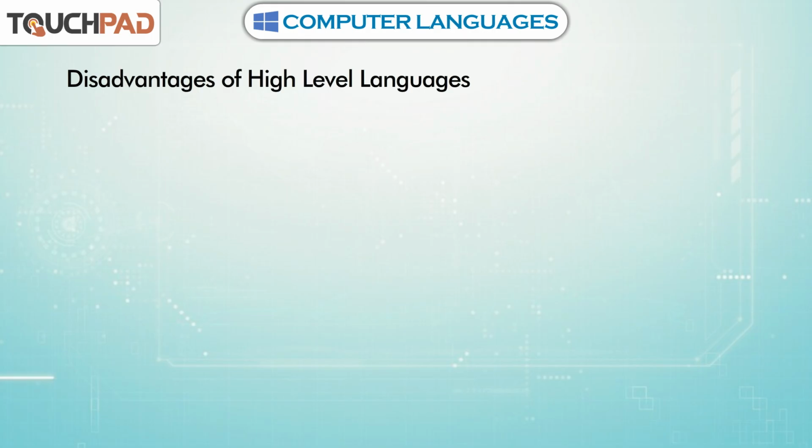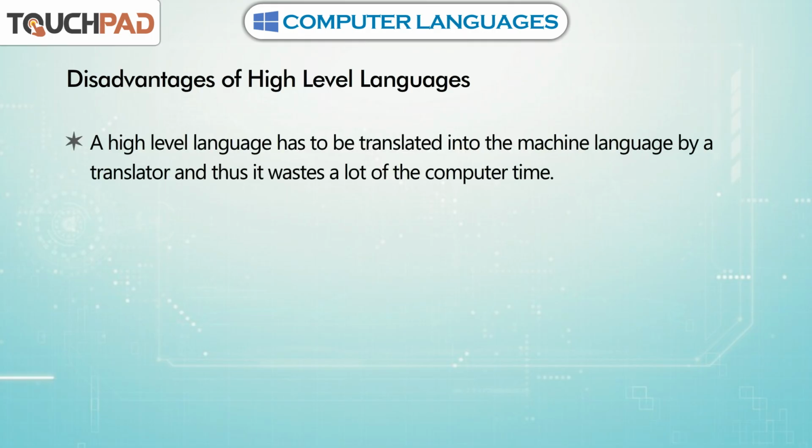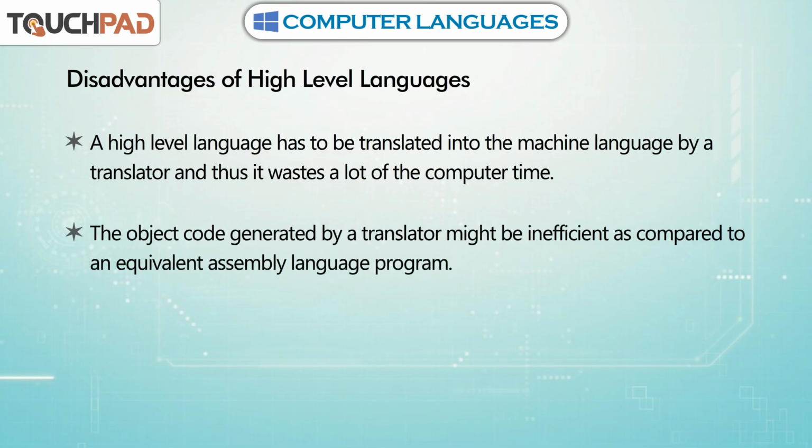Disadvantages of high-level languages. A high-level language has to be translated into the machine language by a translator, and thus it wastes a lot of the computer time. The object code generated by a translator might be inefficient as compared to an equivalent assembly language program.